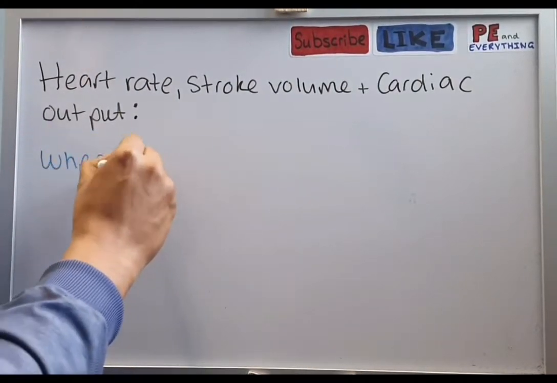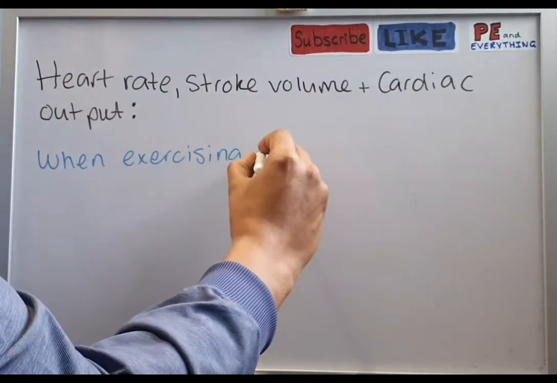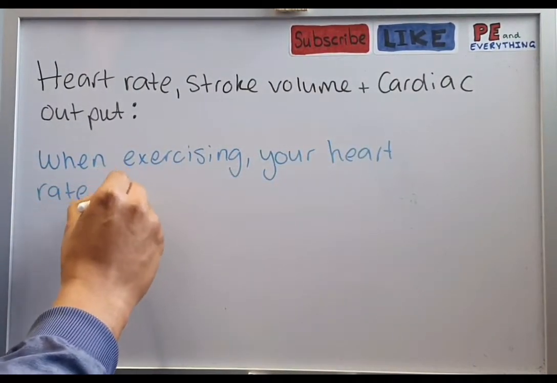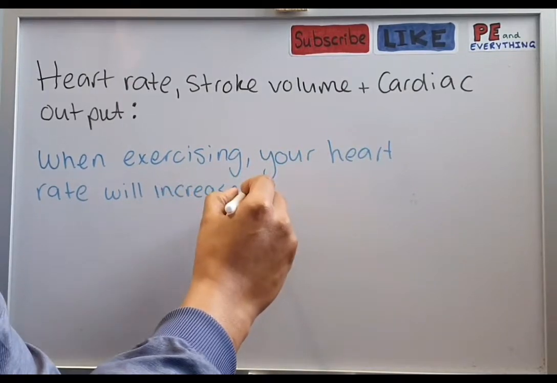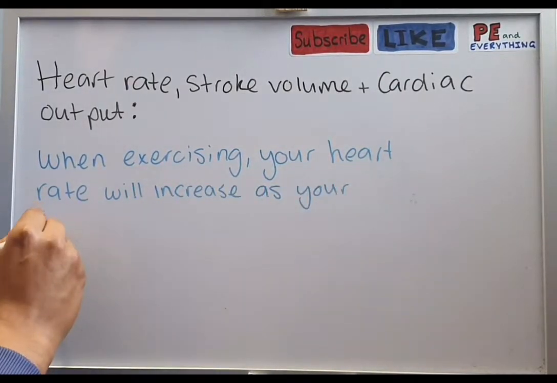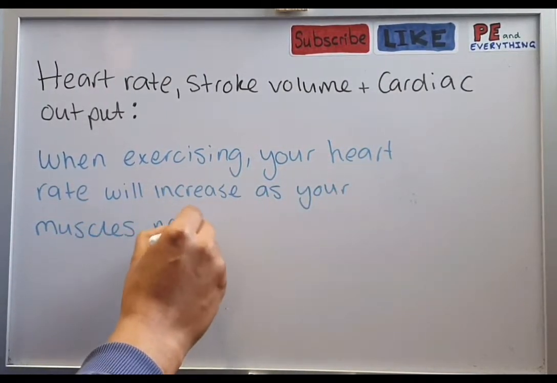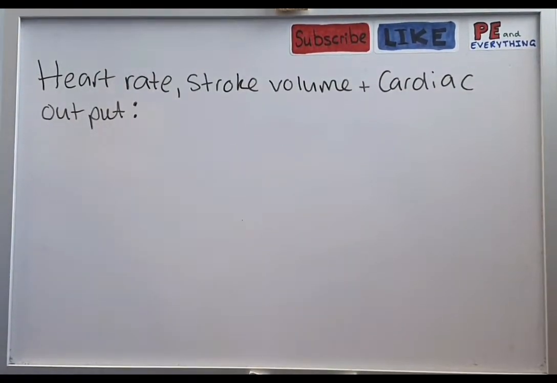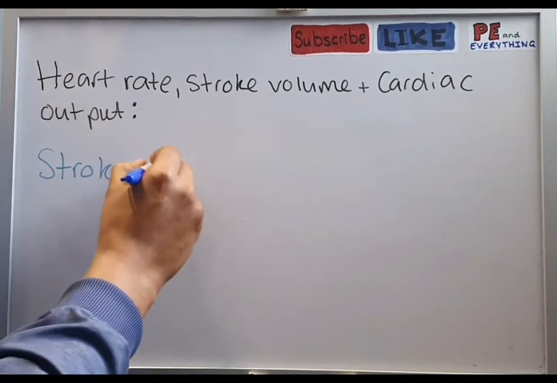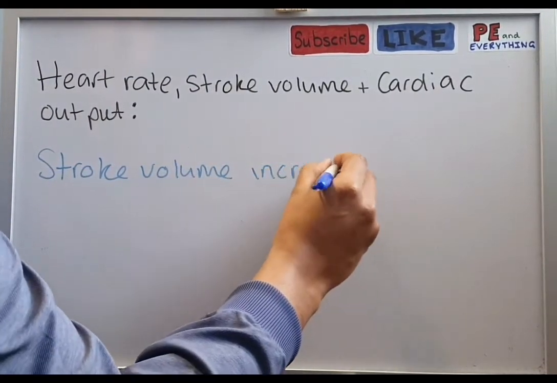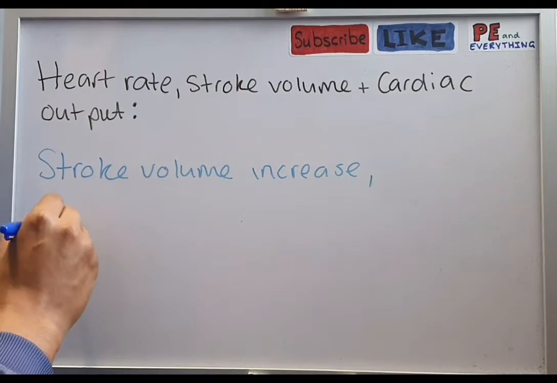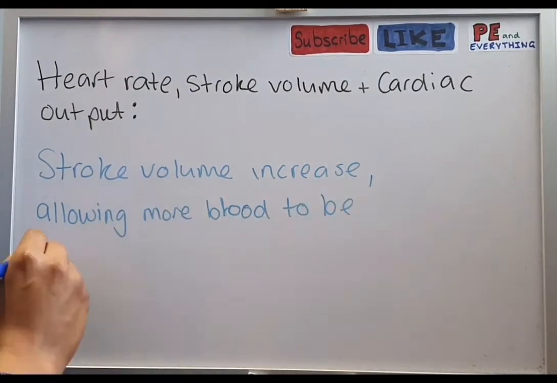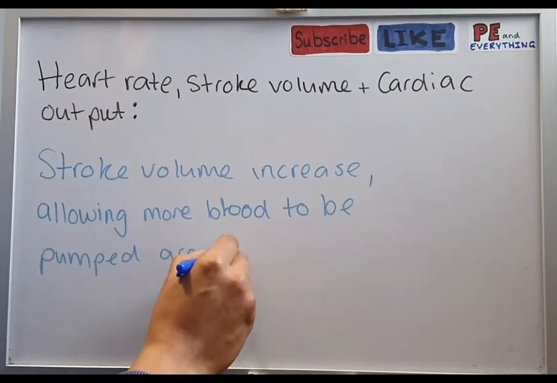Okay, so we are moving on to the second category of short-term effects of exercise. And this is short-term effects of heart rate, stroke volume, and cardiac output. Now I'll put here, when you exercise, your heart rate increases, which means more oxygen is needed at the muscles. The next one would be your stroke volume increases, allowing more blood to be pumped around the body.